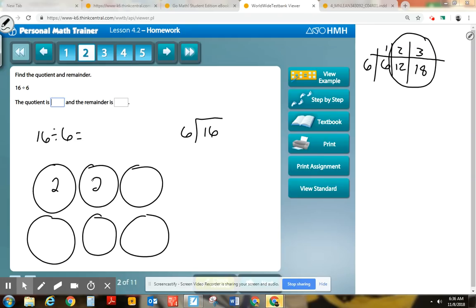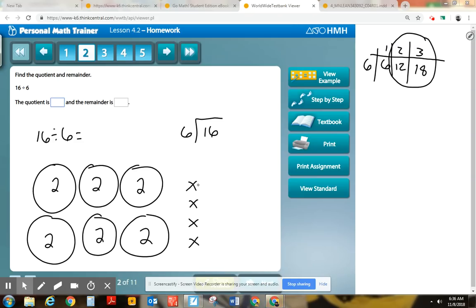2, 4, 6, 8, 10, 12. Now, I need to have a total of 16. Right now I have 12, but I can't put one more in each because that would be 3 in each group, and that would go over. I can't go over 16. So right now I have 2, 4, 6, 8, 10, 12 out of my 16, so I can put some off to the side. 13, 14, 15, 16.